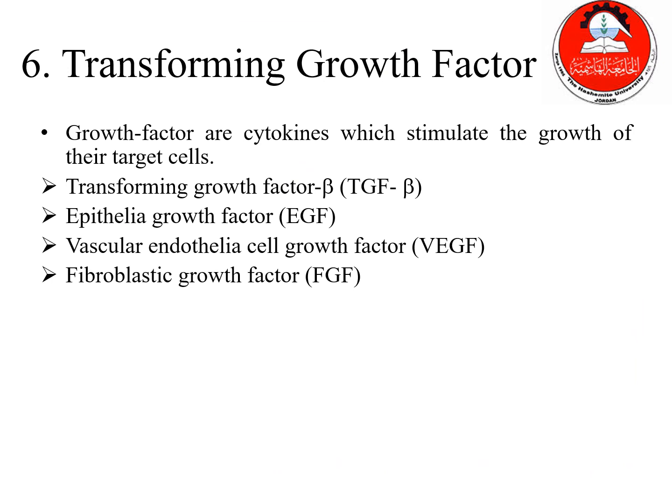The sixth type of cytokine is the transforming growth factor. From its name, these are cytokines which stimulate the growth of their target cells. So we have the transforming growth factor beta; epithelial growth factor, which plays a role in stimulating the growth of epithelium; vascular endothelial cell growth factor, which stimulates the growth of the vascular endothelium; and the fibroblast growth factor, which stimulates the growth of the fibroblasts.